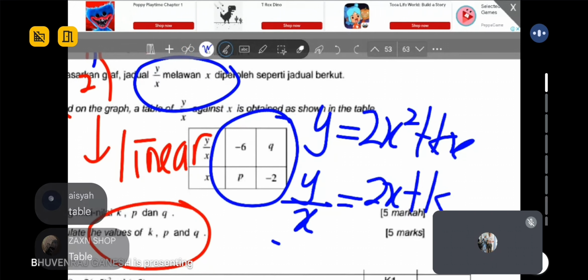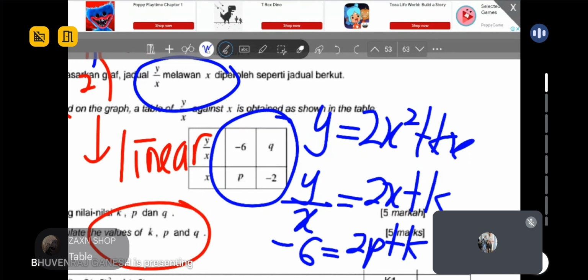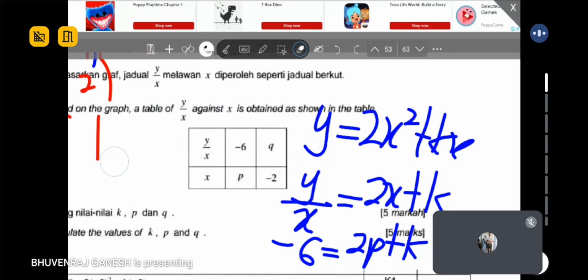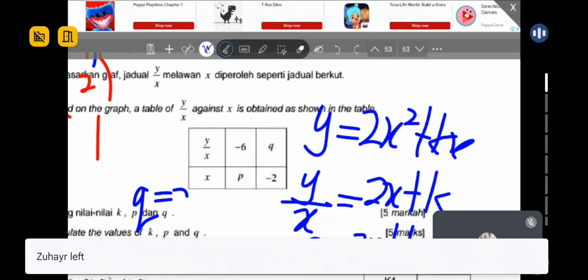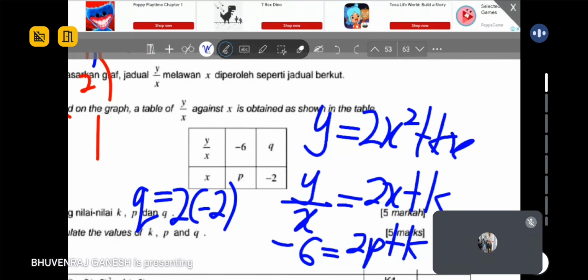Okay, so Y over X, kamu tahu negatif 6 kan? 2P plus K. So this is your first equation, persamaan pertama. Okay, second equation you can also write. Okay, second equation, you will get Q equal to 2 times negative 2 plus K. Okay, so Q is equal to K minus 4.